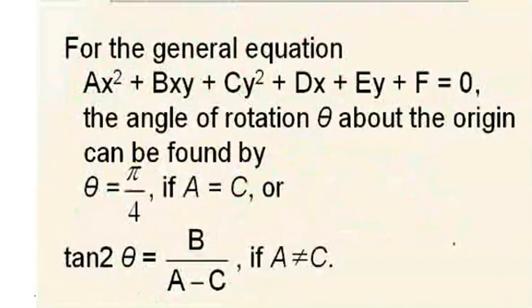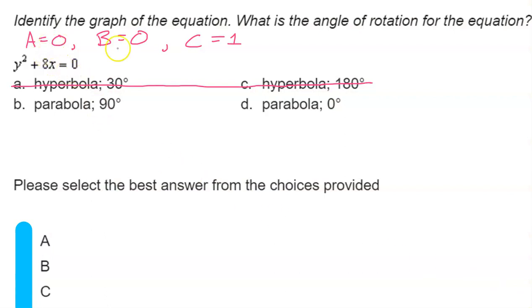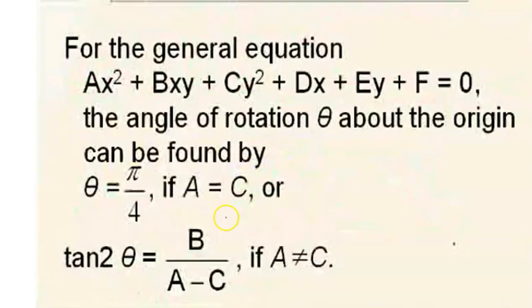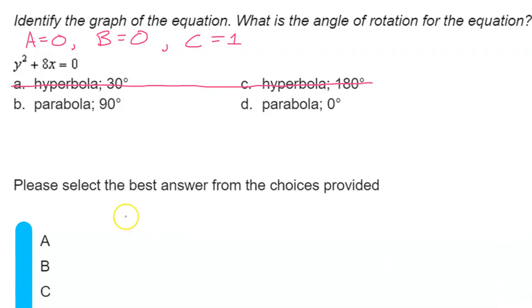If A equals C, the angle of rotation is automatically pi over 4. Well, we already know that is not the case. A is 0, C is 1. So A does not equal C. So we read on. If A does not equal C, then we use this little formula. Tangent of 2 theta is equal to B over A minus C.